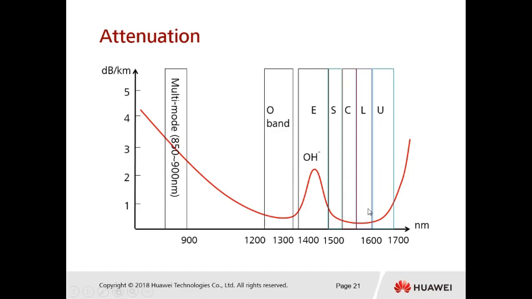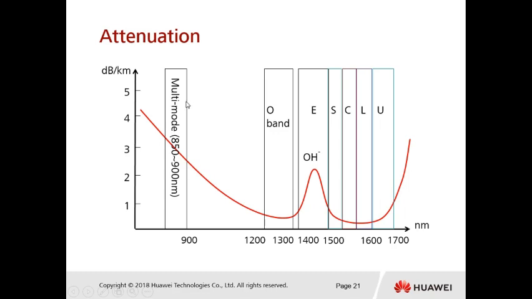The real reason is our very important unit, the optical amplifier, which can only amplify the wavelengths in the 1550 nanometer range. So that's why our DWDM only uses 1550. Okay, so that's the attenuation over here.